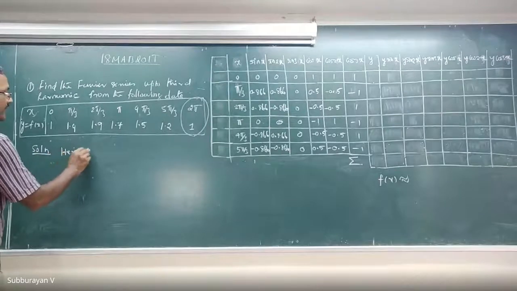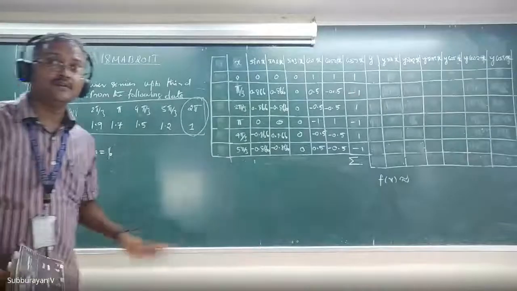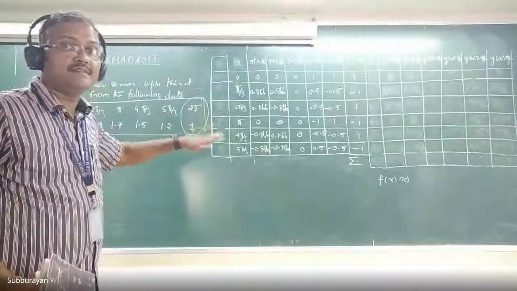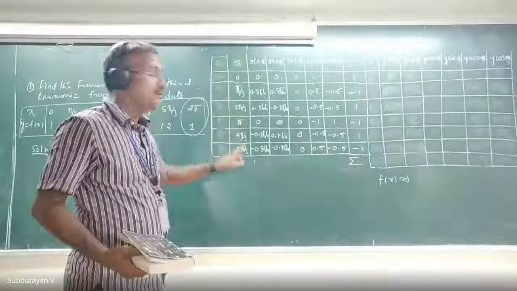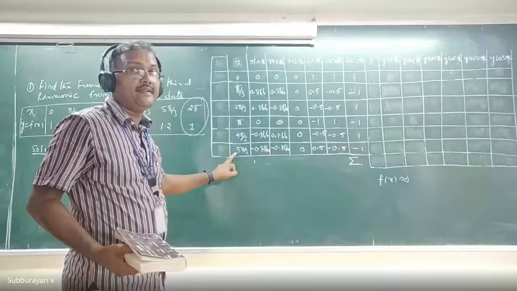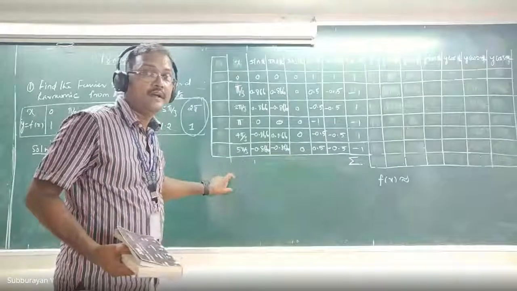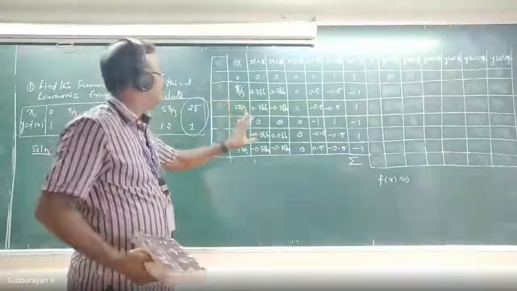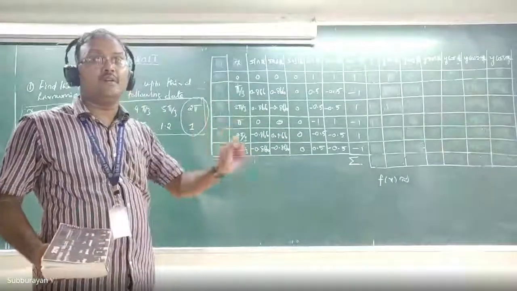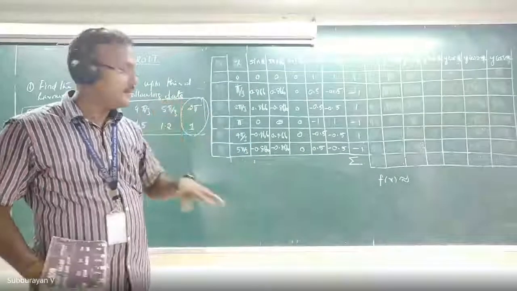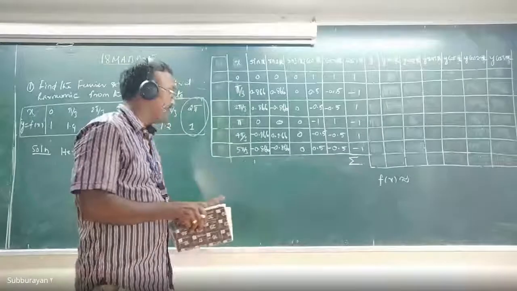Here m equal to 6, because there are 6 intervals given. Then you have to write down the table up to 5 pi by 3. Don't include the value of f at x equal to 2 pi. I repeat, because the data is periodic data, you should ignore the value of f at x equal to 2 pi. That is why I didn't write it.